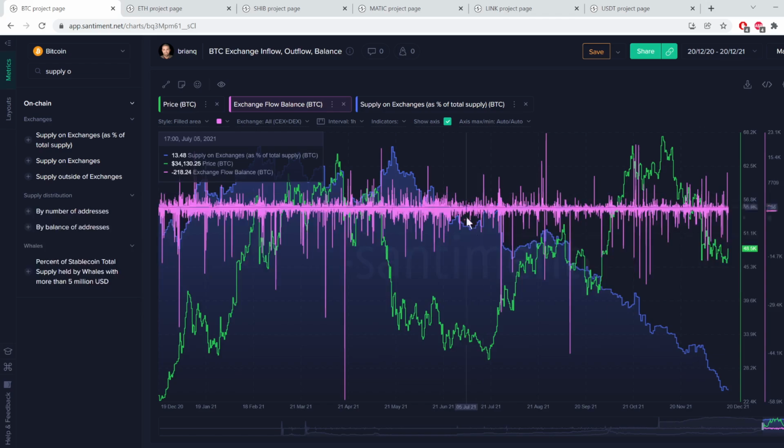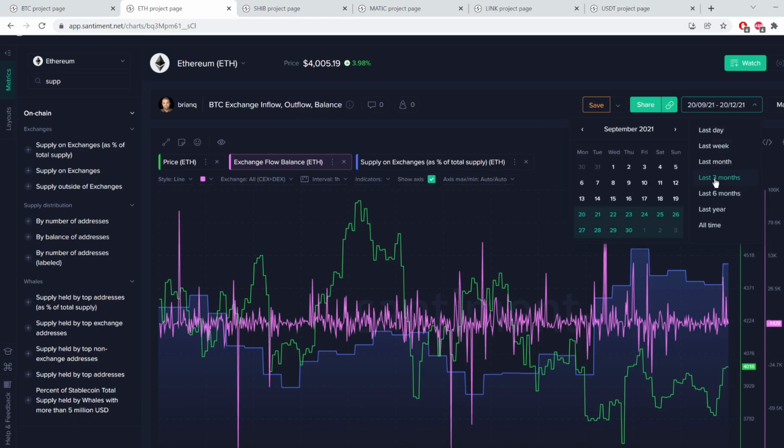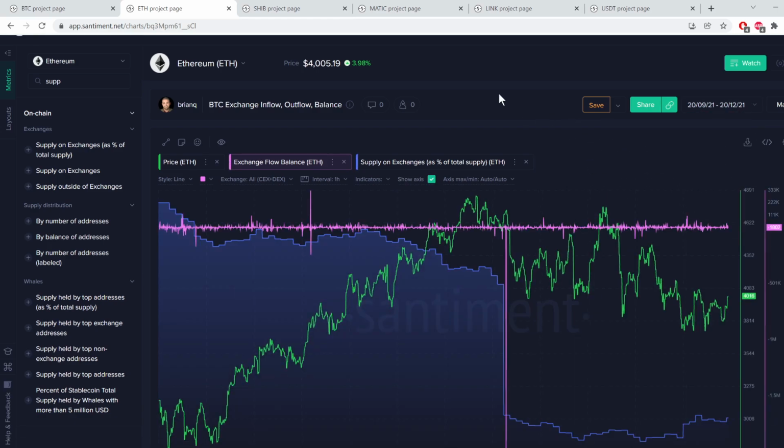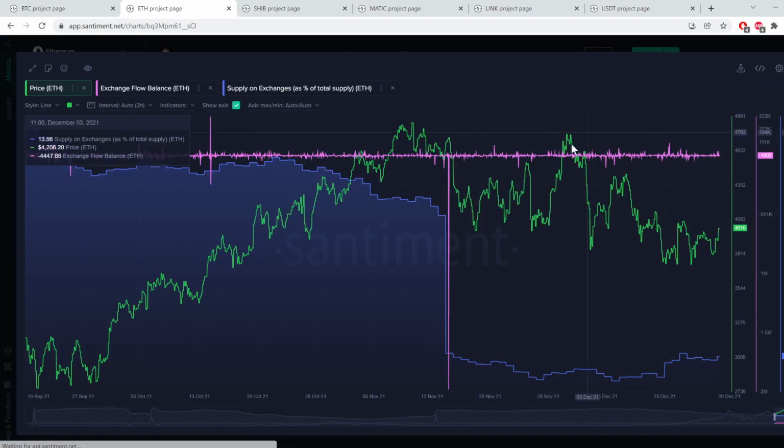So keep that in mind. We'll move on to Ethereum and let's see what Ethereum's been up to. Let me move this to 3 months. So Ethereum has one very interesting thing on this chart, and I'm sure you guys all see it.